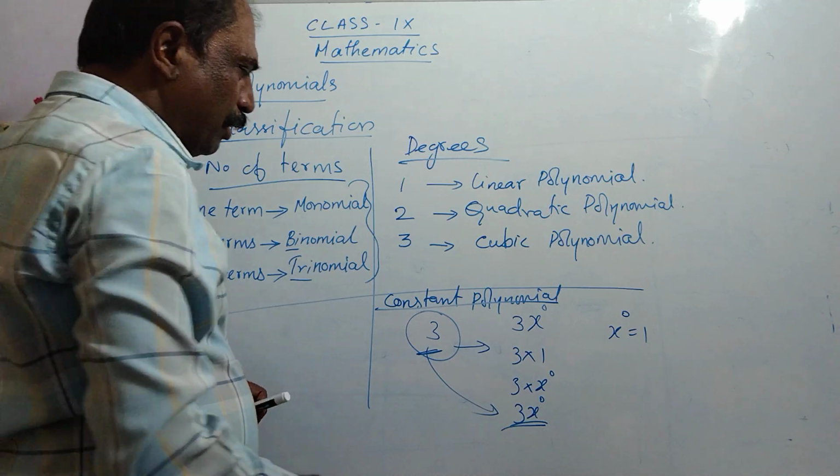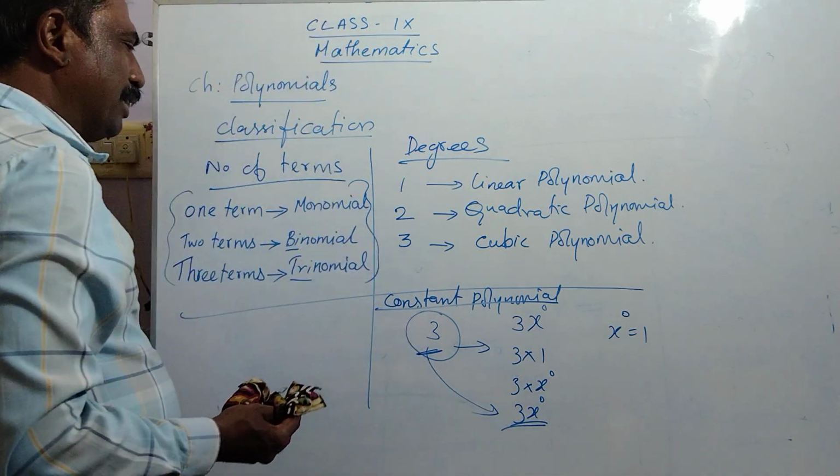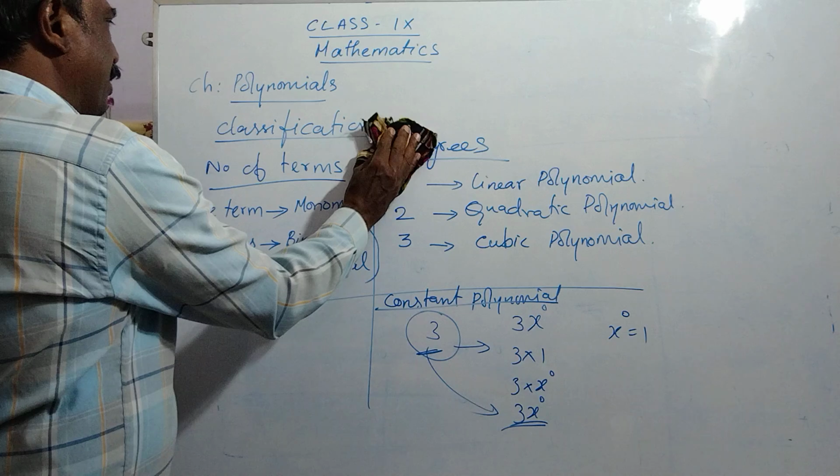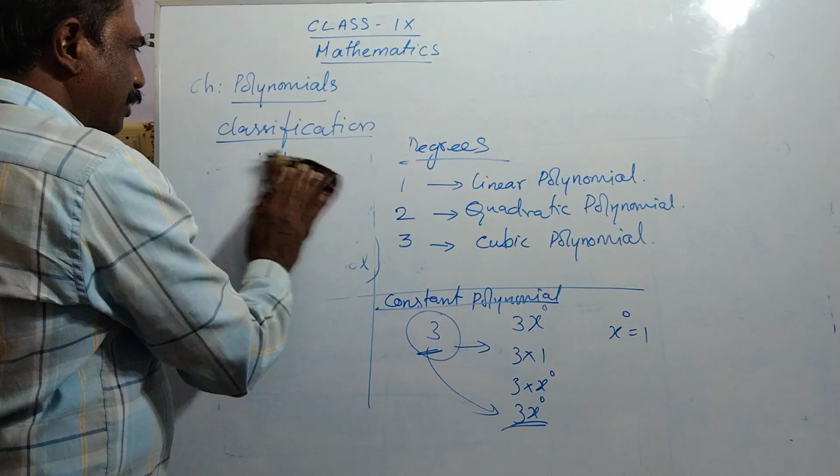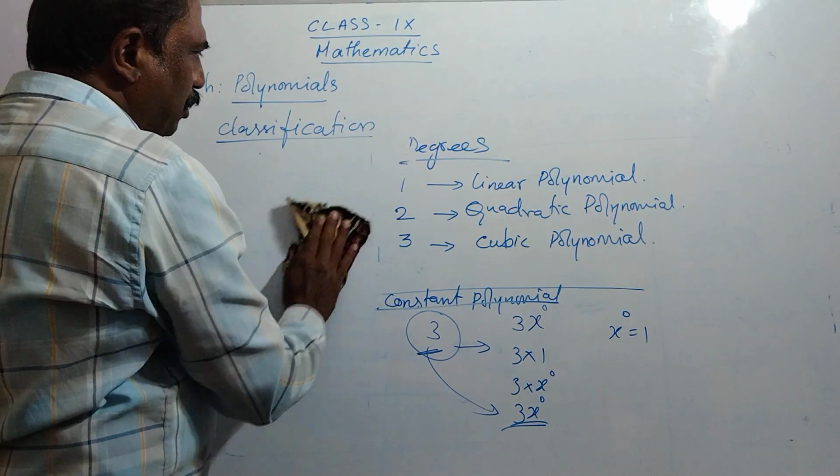So one more polynomial we have is the zero polynomial. You might have seen that. What is that zero polynomial?